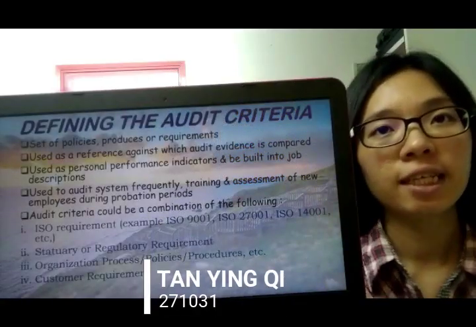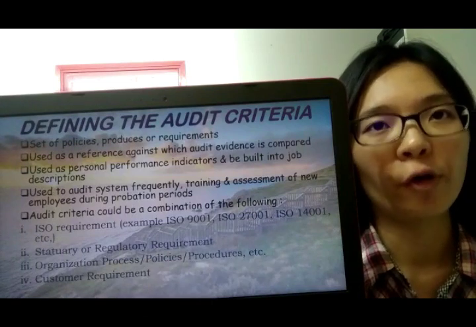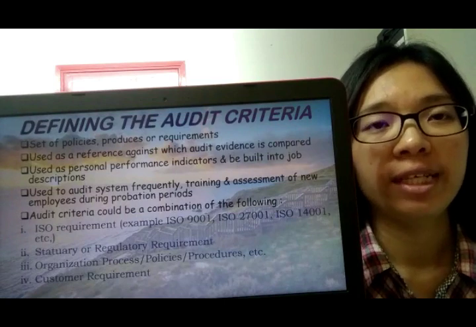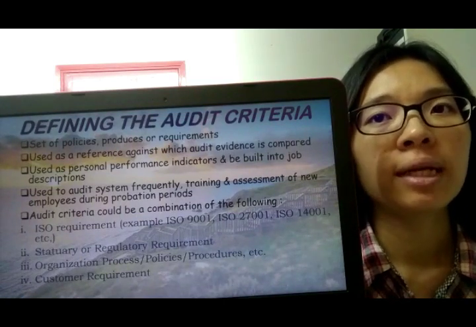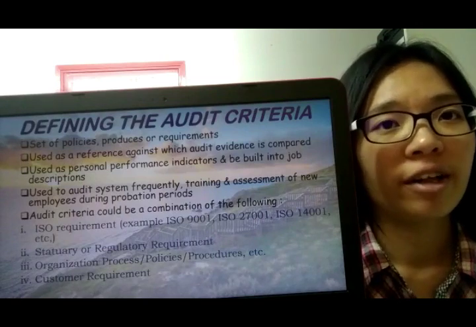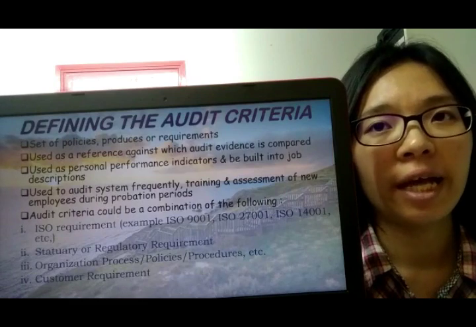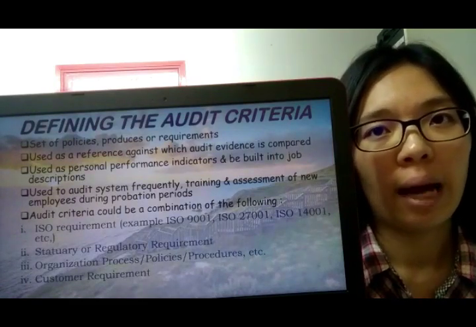Thank you. I am going to present defining the audit criteria. Audit criteria is a set of policy, procedure, or requirement. Audit criteria are used as a reference against which audit evidence is compared. Auditors often use the terms conformity and non-conformity to indicate whether or not requirements are being met.